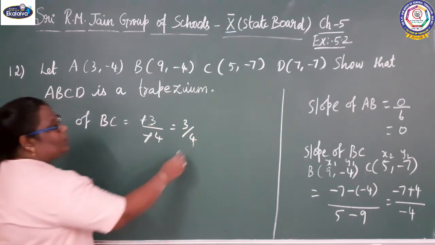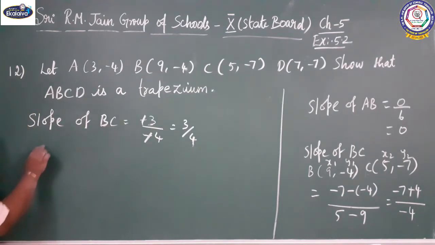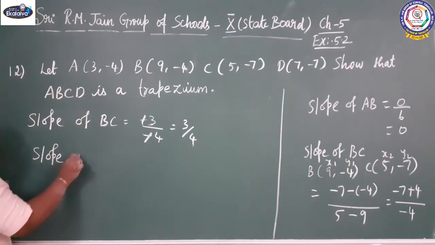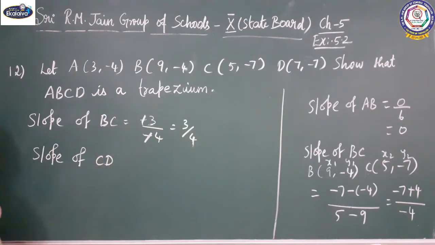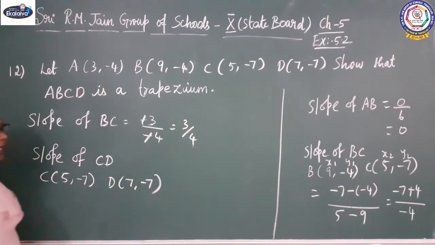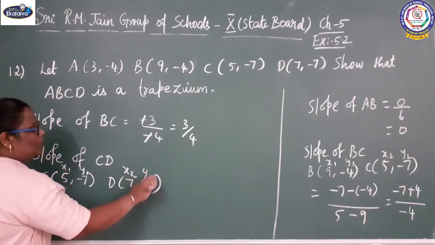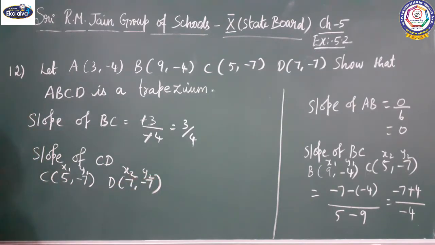The value is equal to 3 by 4. Then you can take it as slope of CD. What is the value of C? C is 5 comma minus 7 and D is 7 comma minus 7.